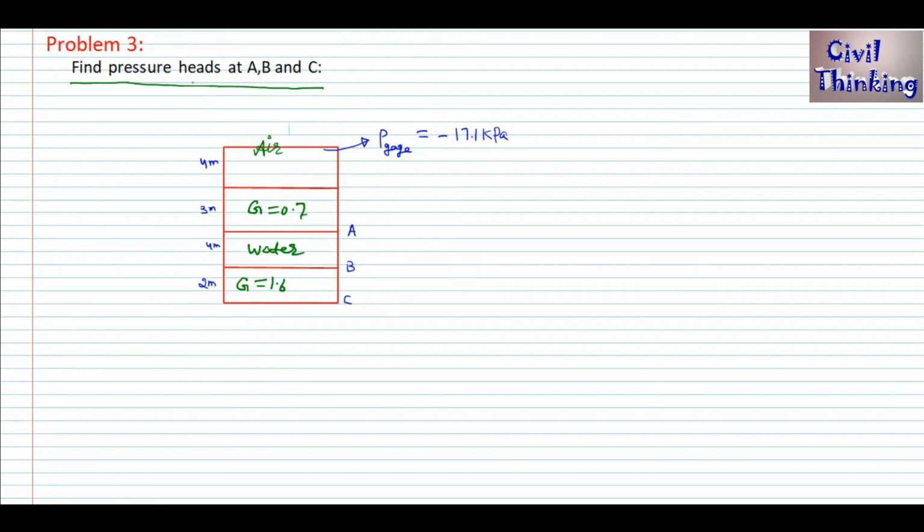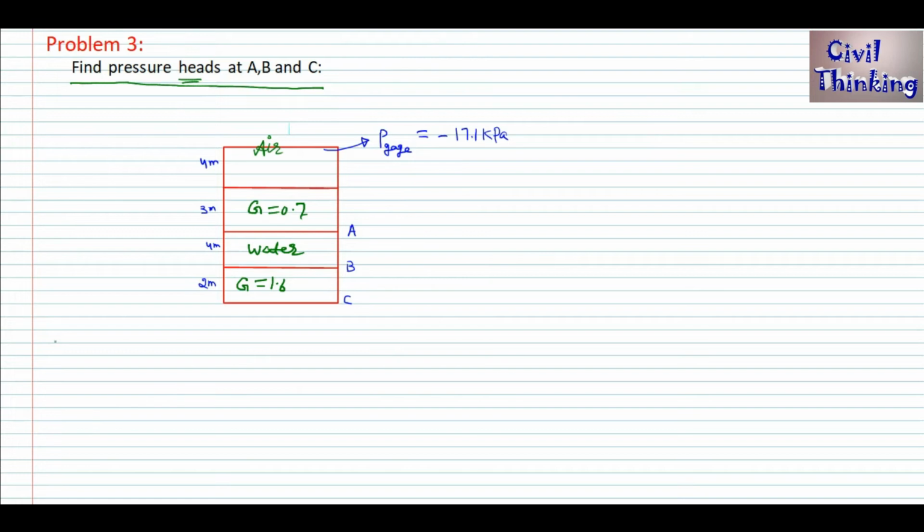Find the pressure heads. Remember this heads, right? So we have to find the h. The P is equal to rho gh. We have to find the h of each. So let's begin with what? Pressure at A, right?